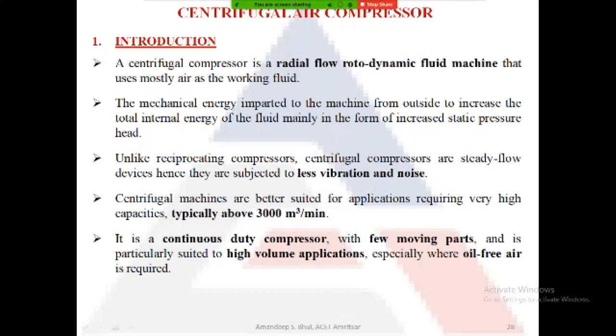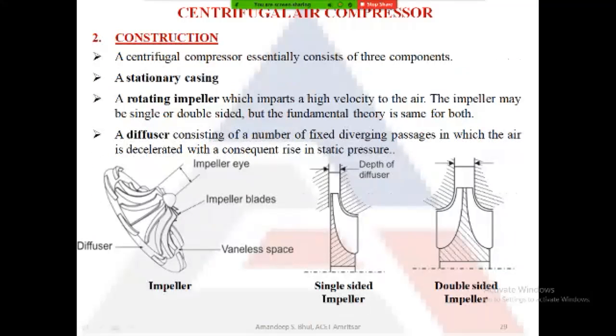But in the case of a centrifugal compressor, the compressed air that is supplied is oil free air. So that is another advantage of using a centrifugal compressor. Now, if you look into the construction part of the centrifugal compressor, it has basically three parts. The first is the outer casing, that is stationary. Second is the rotating part. This, the first diagram you can see, is the impeller. This is the rotating part of the centrifugal compressor.